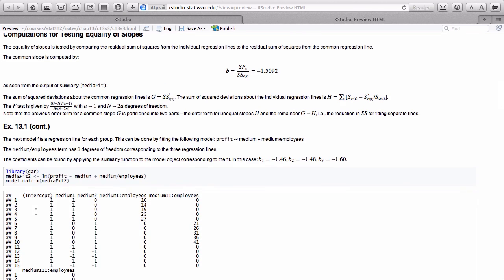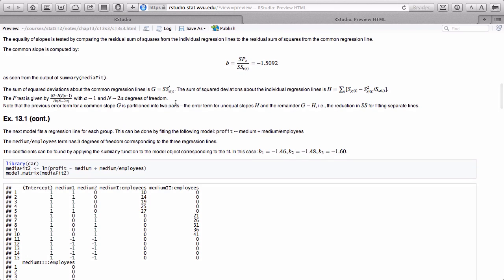Now, when we test for the equality of the slopes, we basically want to compare the model when we have unequal slopes to the case where we do have equal slopes, and we want to see how much difference it is. So this is a formula, but we actually got that minus 1.5092. That's actually the common slope. You may remember from, it was either section 1 or section 2, we actually computed that common slope. And I'll show you later on where it is.